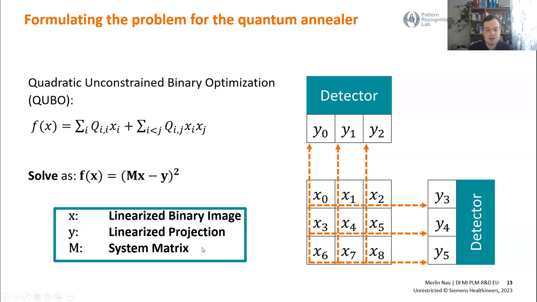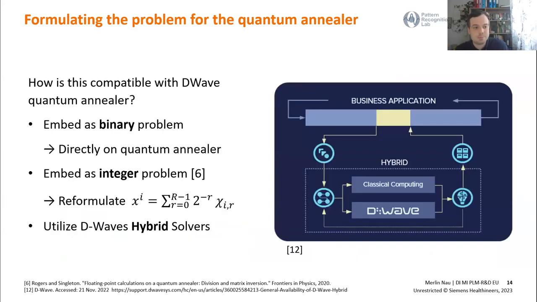We then have our linearized projections and the matrix. And we can see that the equation contains at maximum quadratic interactions. So this is something that when we reformulate this, we can directly make this into a QUBO kind of problem. So how can we formulate this problem for the quantum annealer? And how is this compatible with the D-Wave systems that they offer?